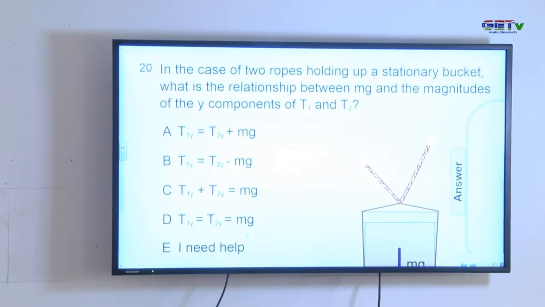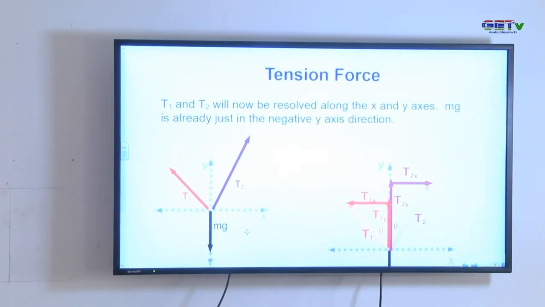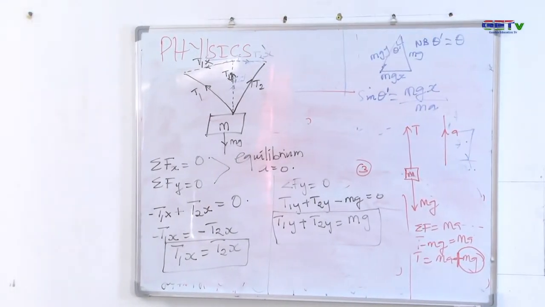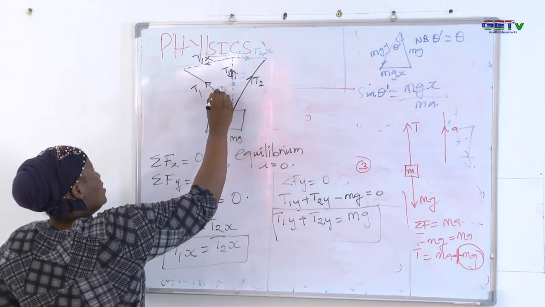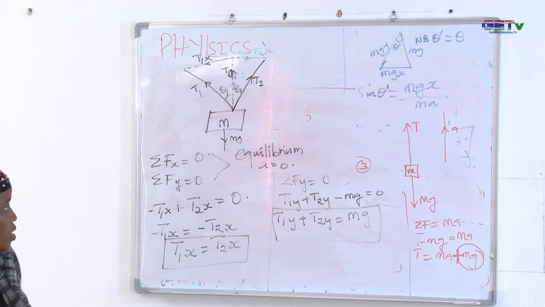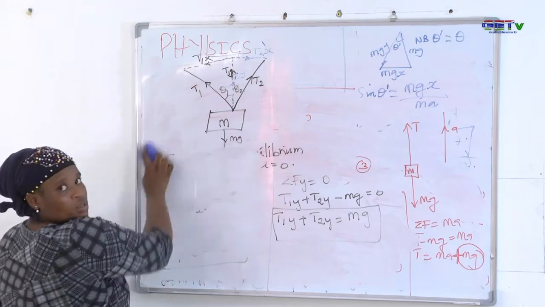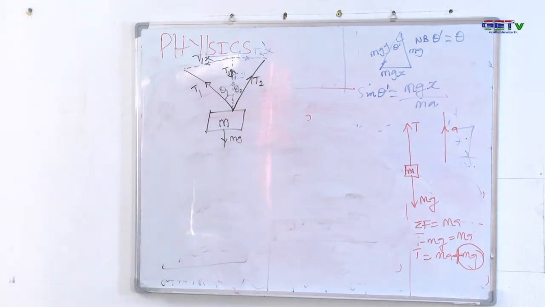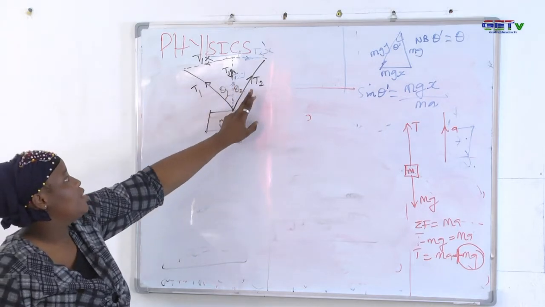We move on. Now let's see this problem. We are told that the tensions act at an angle theta. They are acting now at an angle theta where T1 is not equivalent to T2. So we have to note something. The first thing you do is to resolve T1 of x and y. Also, you do the same thing for T2.